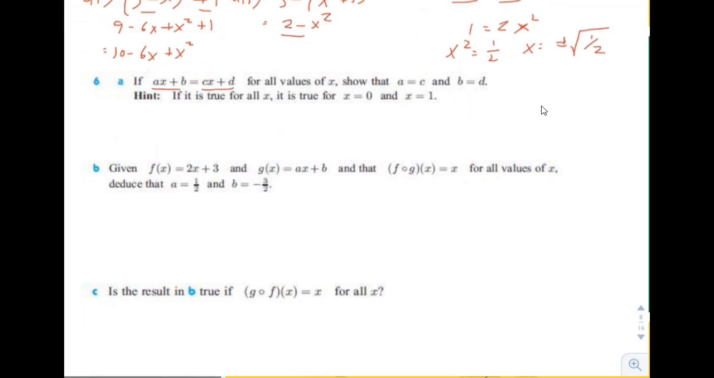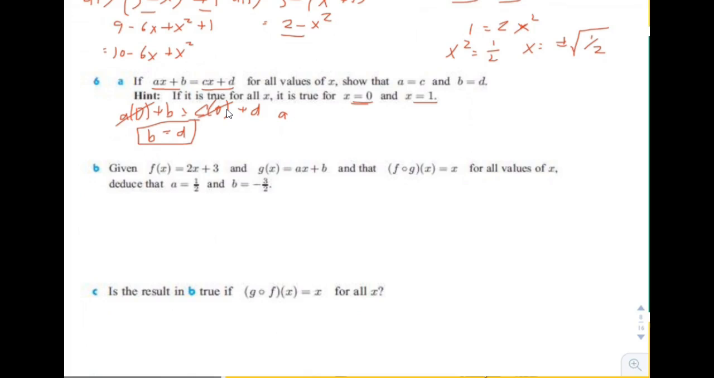Okay, so even if we don't understand it yet, let's use our hint here. So first we'll say, okay, when x equals 0, we'll have a times 0 plus b equals c times 0 plus d. And so these become 0, and we get b equals d, okay, which has to be true, right? What about when x equals 1?